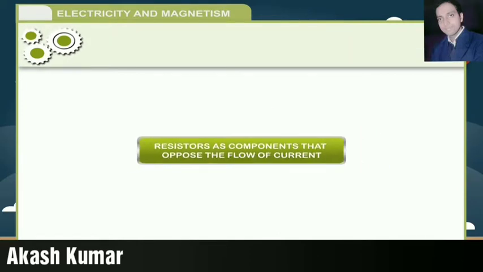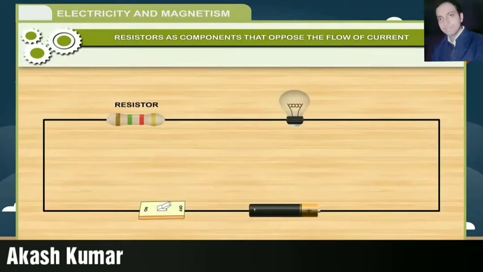Resistors as components that oppose the flow of current. When current flows through a conductor, it offers some obstruction to the flow of current. The obstruction offered to the flow of current by the wire is called its electrical resistance. So, resistance can be defined as the physical quantity that opposes the flow of current in a conductor.